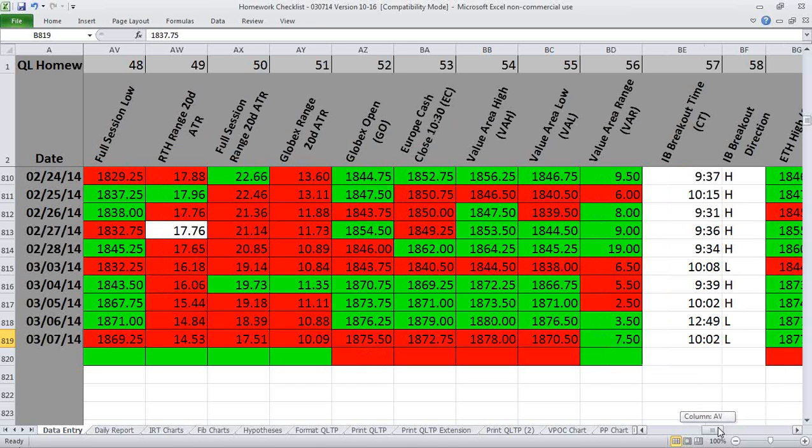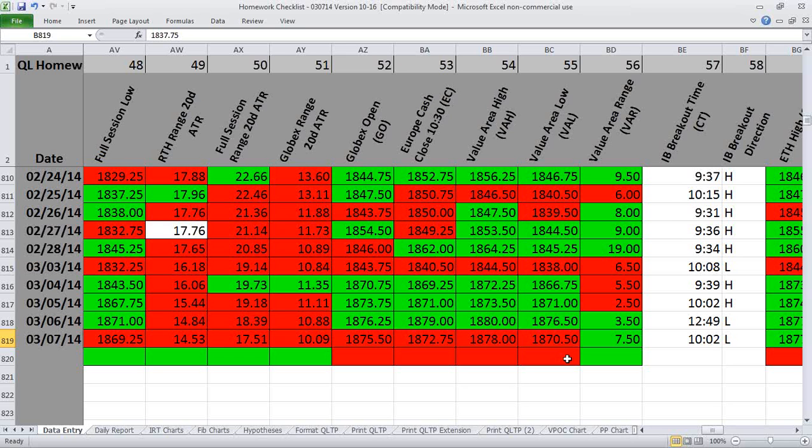Ranges are still running just under or just over 14.5 for the RTH, just over 17.5 for the full session, and just over 10 for the Globex. And then we had a lower value area on Friday at value area high 78 and a value area low 70.50. I think the key number you've got to pay attention to is that 74, where I see we just broke it and came down to 72.50.